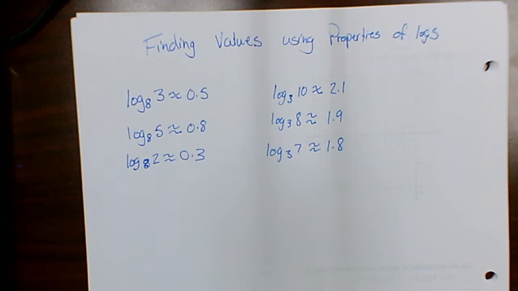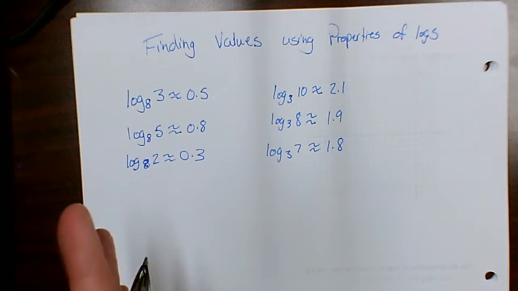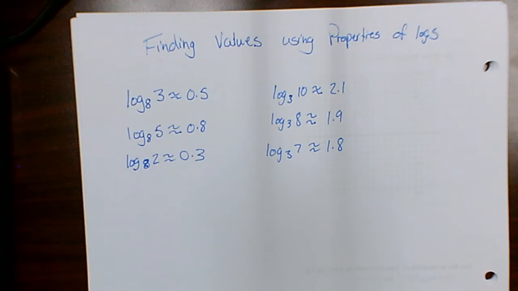We will find values using properties of logs. Now these are given to us. It's nothing that you have to come up with, but you'll have a log base, for instance, of 8, log base 8 of certain numbers equaling or approximating values. So to work these problems, you will have to know how to condense or expand properties of logs.